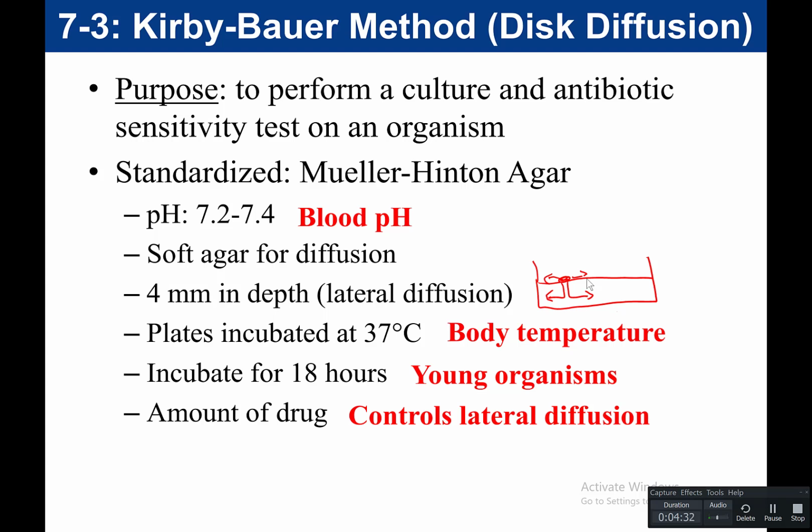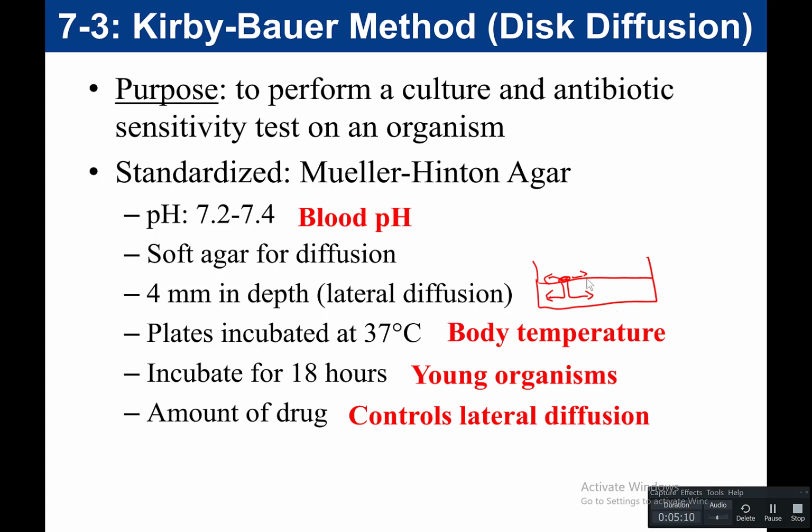Because let's say that I can only give a patient 10 milligrams of a particular drug. Well, I don't want to test 10,000 milligrams in this test, because if I do that, yeah, the bacteria might be sensitive to the antibiotic, but that's not a dose that is physiologically relevant. It's not a dose that I can actually give a patient. So we have to also control the amount of drug that's on the antibiotic disc, again, to control for lateral diffusion and to make the results very meaningful in terms of whether they could be used in a patient.